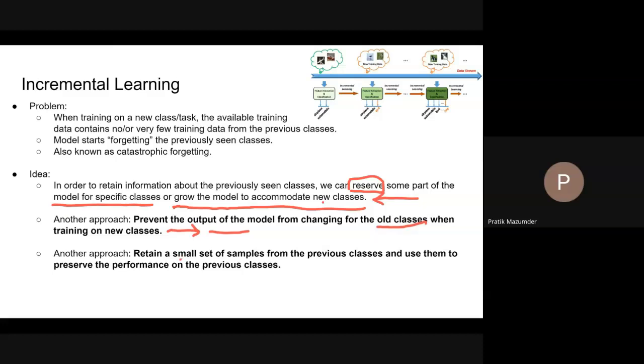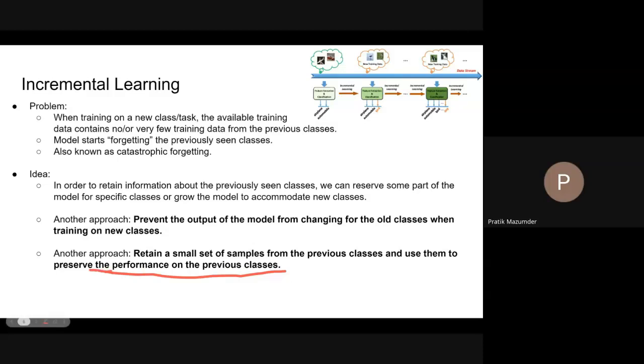The other option is you retain a very small set of samples from the previous classes, okay, and use them along with the new class training data in order to perform well on the new classes, as well as preserve the performance on your previous classes. And this preservation of performance will in some way utilize this idea as well. You'll prevent the output of the model from changing too much for at least the outputs of your previous classes. And these two techniques are generally the most widely used approaches to deal with incremental learning problems in the setting that I just described. Okay. And even the recent methods will use some versions of these two approaches.